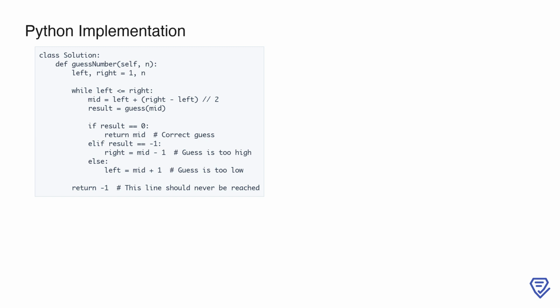In the edge case where the loop exits without finding a number, which theoretically should not happen given valid inputs, the function returns -1 as a fallback. This implementation efficiently identifies the correct number in O(log n) time, making it well suited for large input sizes up to the maximum constraint, n equals 2 to the power of 31. The binary search approach ensures minimal calls to the guess API, adhering to the problem's requirements for optimal performance.